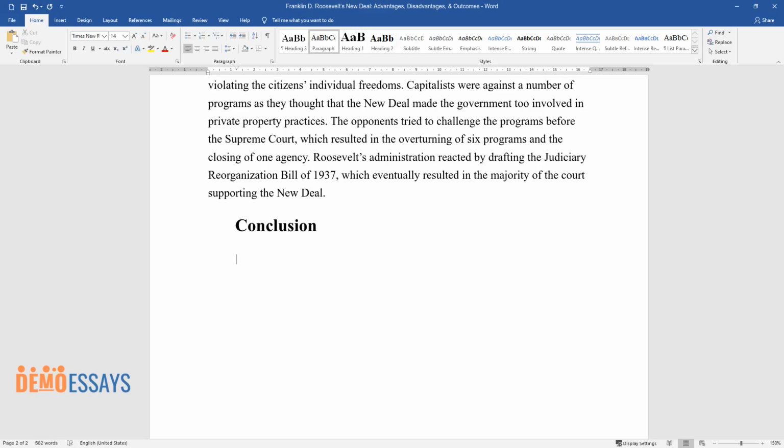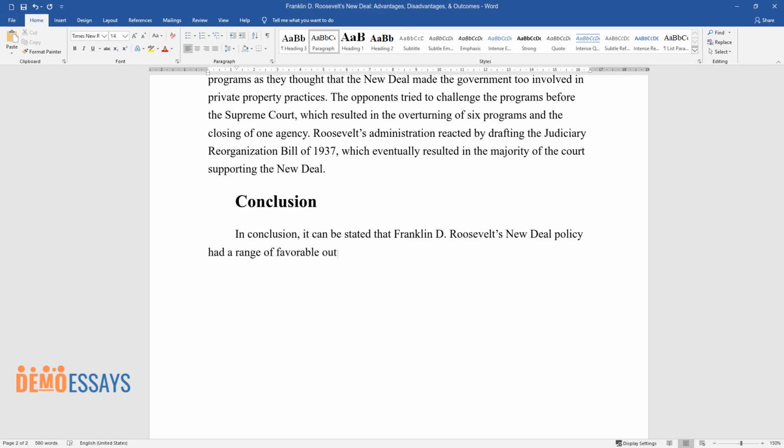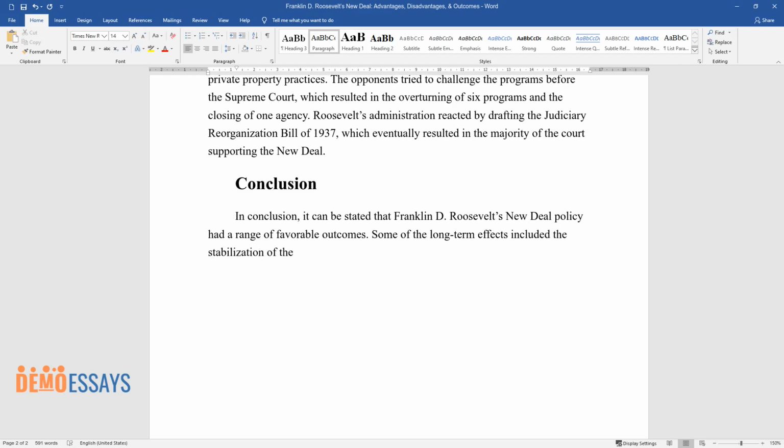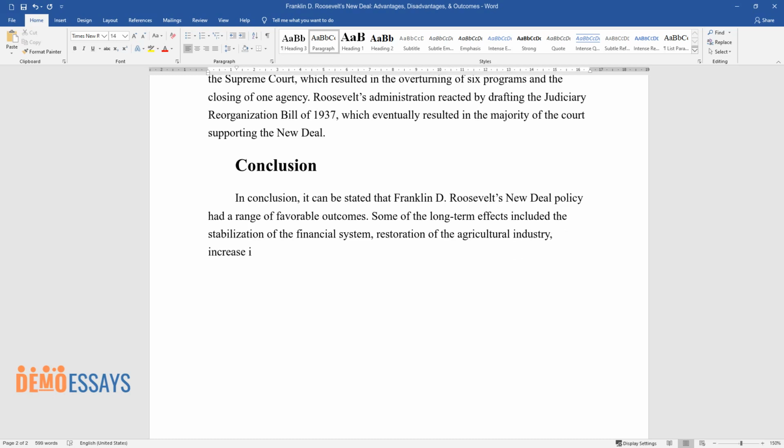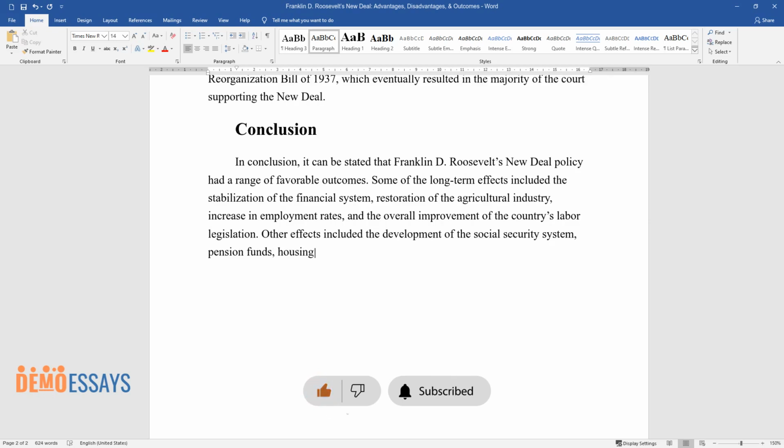Conclusion. In conclusion, it can be stated that Franklin Delano Roosevelt's New Deal policy had a range of favorable outcomes. Some of the long-term effects included the stabilization of the financial system, restoration of the agricultural industry, increase in employment rates, and the overall improvement of the country's labor legislation. Other effects included the development of the Social Security system, pension funds, housing construction, and investments in culture.